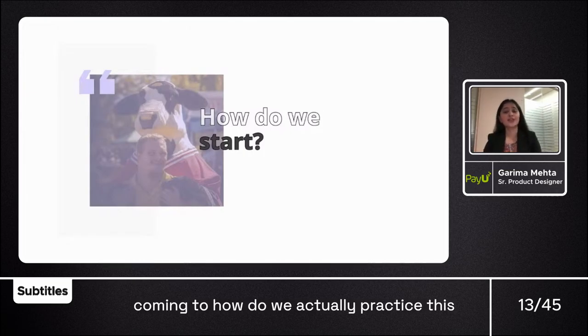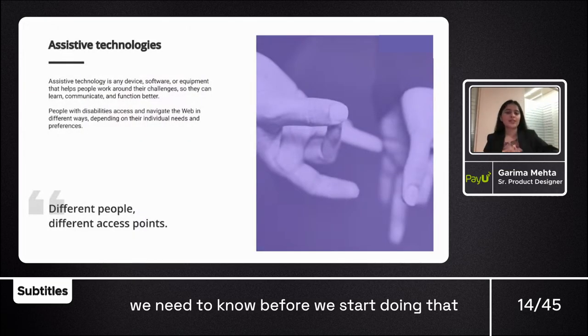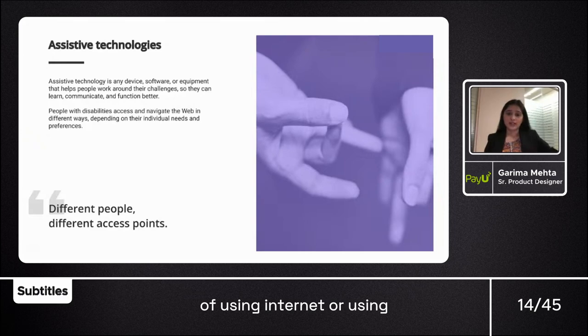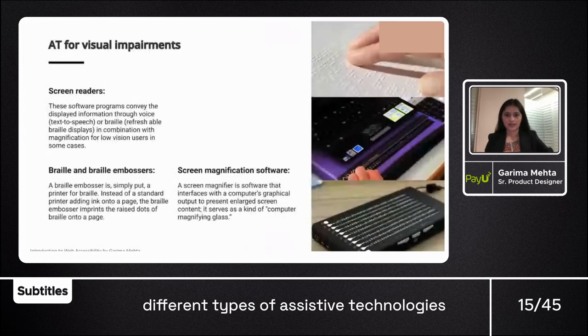Coming to how we actually practice this, we need to know before we start what an assistive technology is. Different people have different ways of using the internet or using desktop and mobile applications, everything. They have different touch points as well. So I will discuss in brief three different types of assistive technologies.